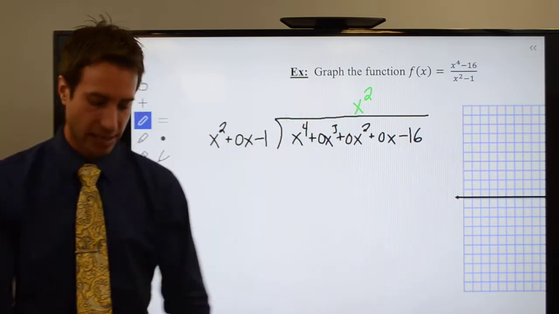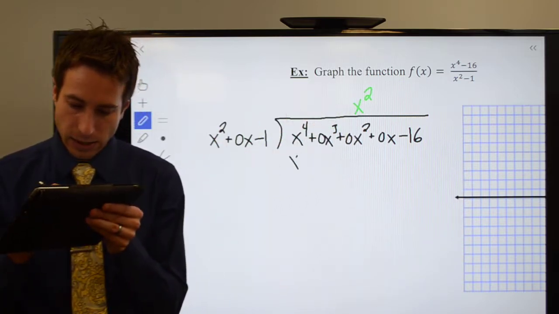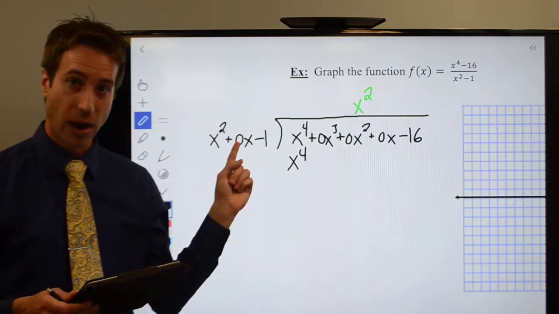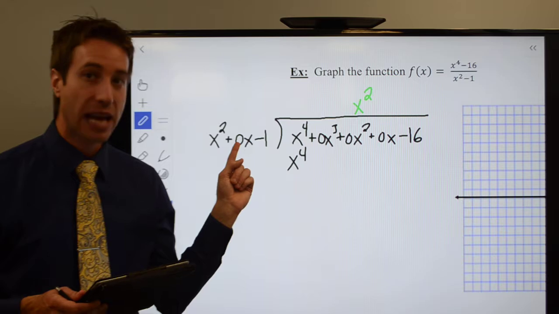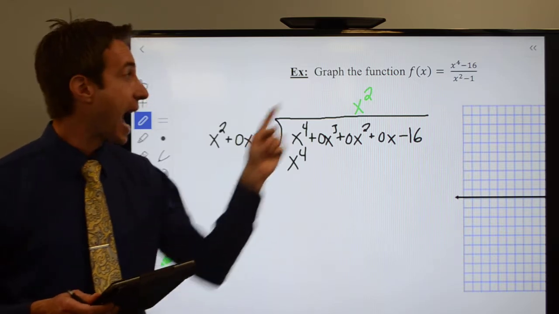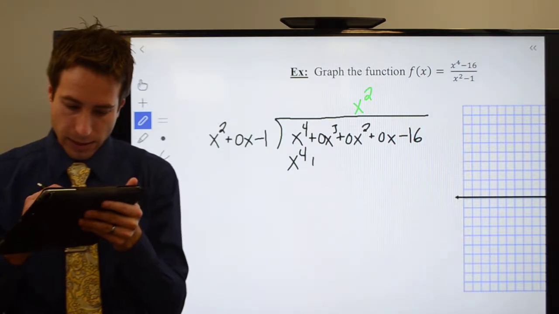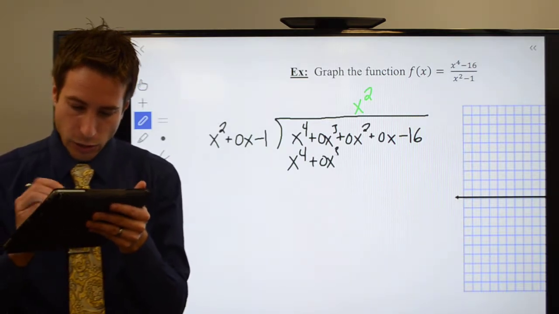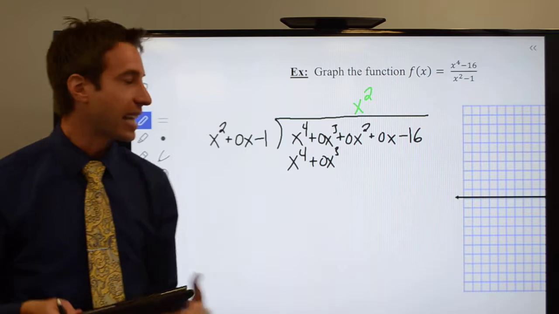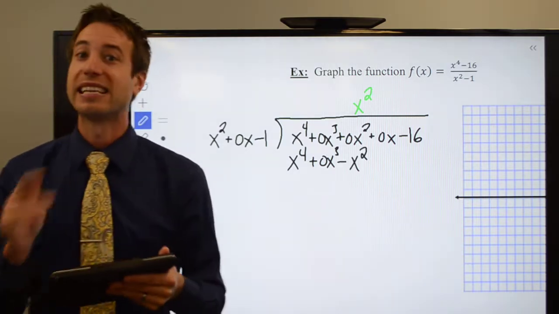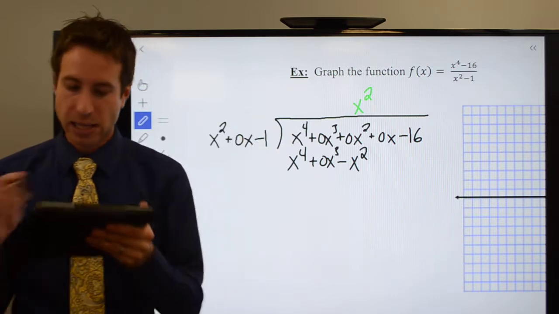X squared times x squared is x to the fourth. X squared times 0x will be 0x cubed, right? Add the exponents. 2 plus 1 is 3, so I get plus 0x cubed. X squared times the negative 1 will be a minus x squared. That's step 2, multiply.